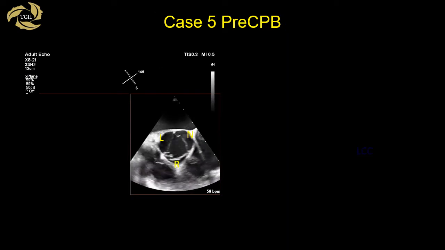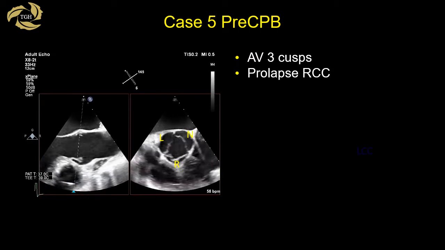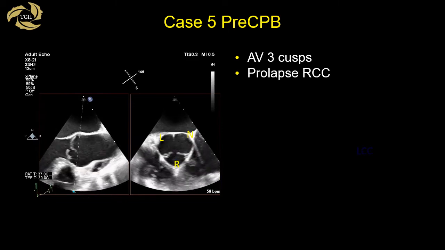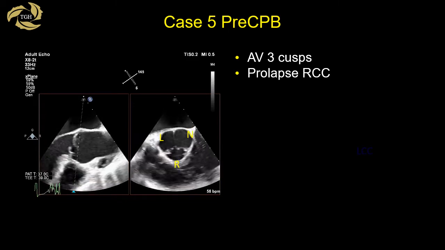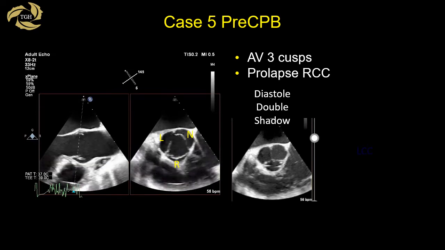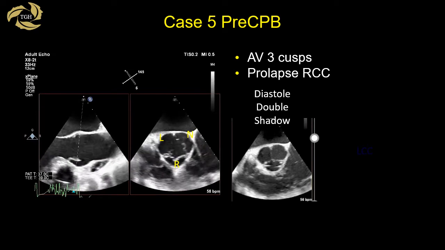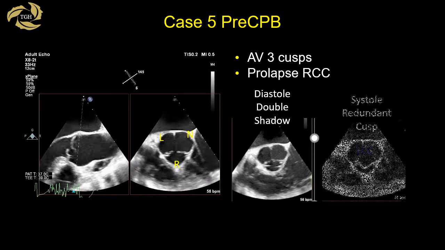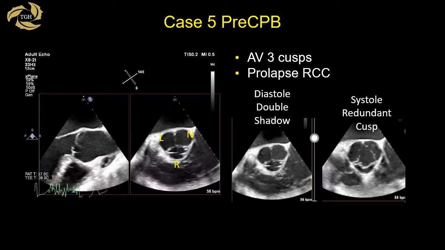Case 5 is a patient with 3 aortic valve cusps, but even in short axis, there is evidence of an abnormality. This is quite prominent in the mid-esophageal aortic valve long axis view as a prolapsed right coronary cusp. Note in diastole, with the valve closed, there is a double shadow from the prolapsing cusp. In systole, there is redundant cusp tissue.